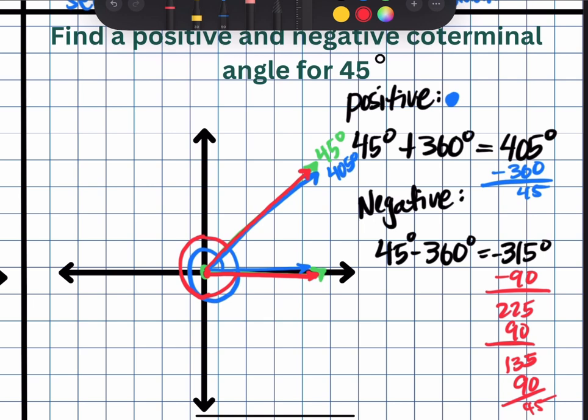I know they're a little bit off because I wanted you to see all 3 colors, but really they're all landing on this terminal side. And if I were to add 360, I'd find another angle that lands in the same place. And likewise, if I were to keep subtracting 360 as well.